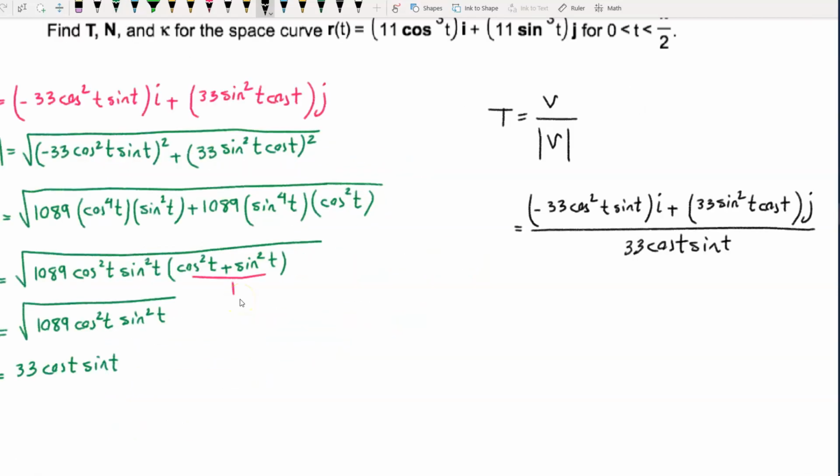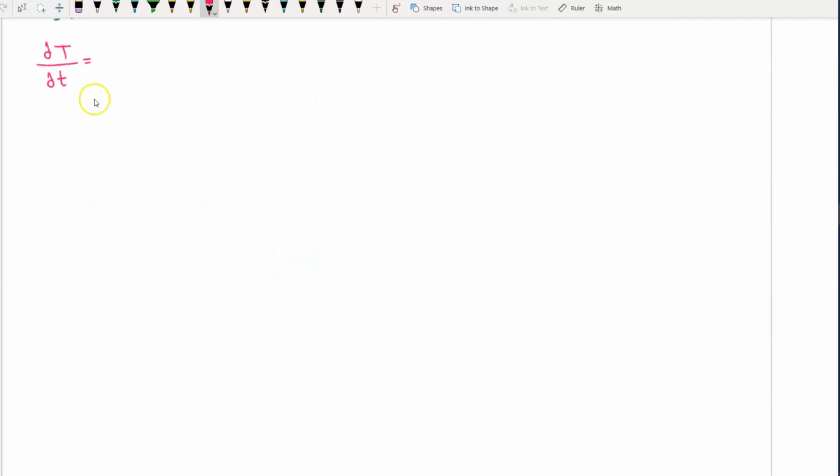Now finding T, it is equal to v over the length of v, so that is equal to negative 33 cosine squared t sine t times i plus 33 sine squared t cosine t times j over 33 cosine t sine t. And now simplify, so this is equal to negative cosine t i plus sine t j. Now find the principal normal vector N, and first step, we're going to find the first derivative of the unit tangent vector T with respect to t.